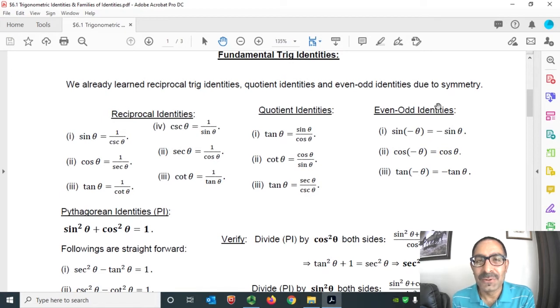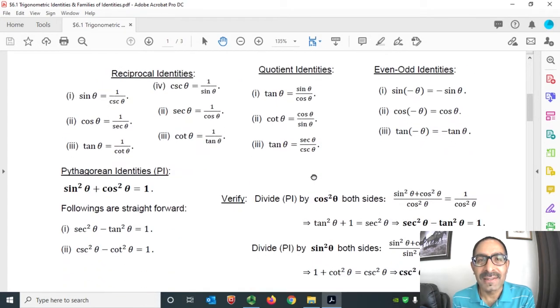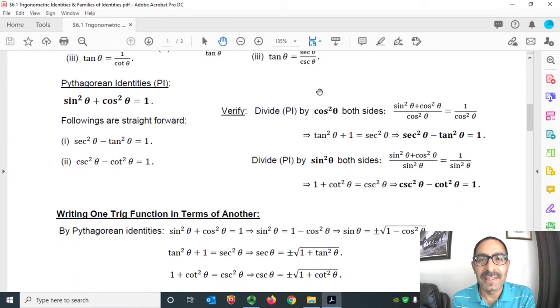Similarly, due to symmetry, the even and odd trigonometric identities: sine of minus theta is minus sine theta, so sine theta is an odd function. Similarly, tan theta is an odd function, but cosine theta is an even function, since cosine of minus theta turns out to be cosine theta. Great. Next, let's talk about Pythagorean identities.